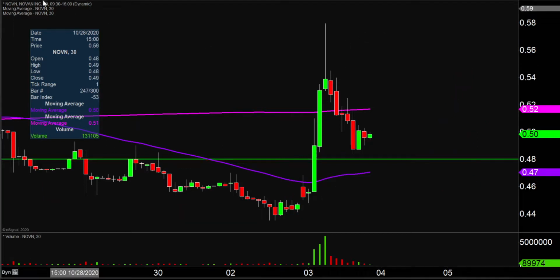Now, if the price does try to work its way to the upside, key area of resistance to watch very closely is going to be up there at the 54 cent mark. So we'll see what happens with it moving forward, but that 48 cent mark is definitely going to be very, very important.